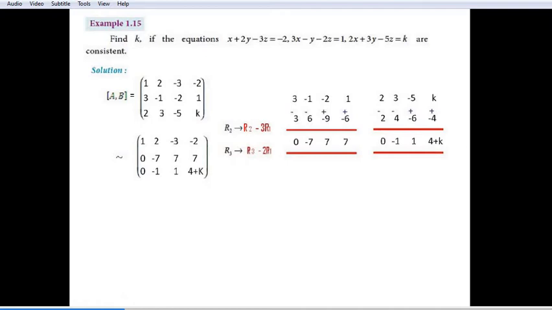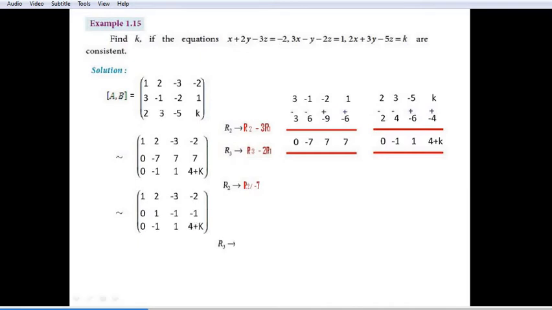Now, for echelon form, next we have to make the second row, second element a 1. So we divide the R2 row by minus 7. When we divide the R2 row by minus 7, what do you get? 0 by minus 7 is 0, minus 7 by minus 7 is 1, and 7 by minus 7 is minus 1, and here also 7 by minus 7 is minus 1. There is no change in the R1 row. After dividing R2 we get 0, 1, minus 1, minus 1, and for the R3 row there is no change, write it as it is.